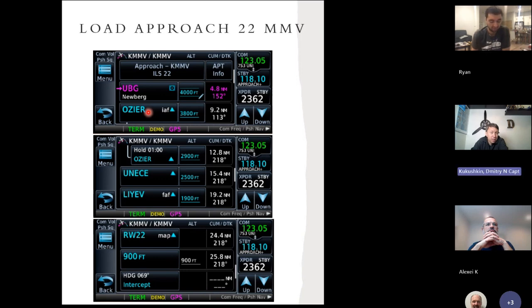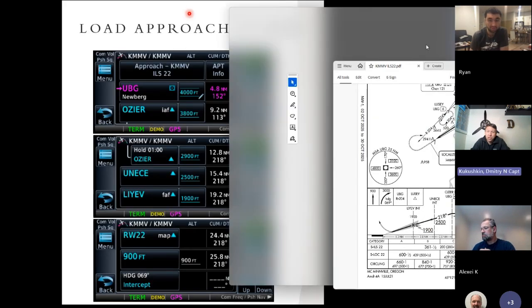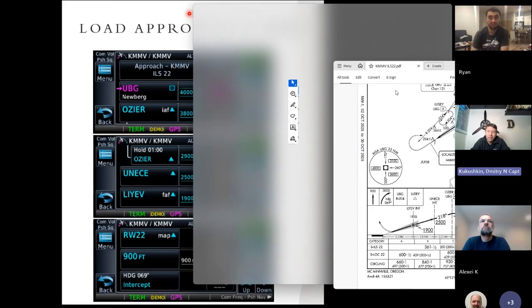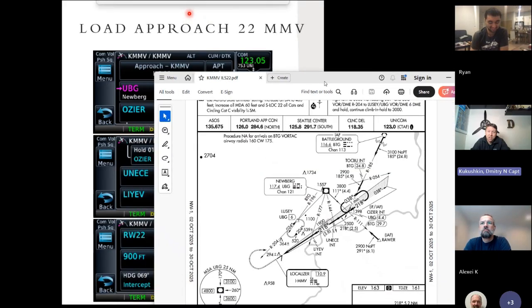Auger is the initial approach fix in this scenario, and the hold in lieu of procedure turn is shown as a hold. But the important thing is the aircraft will not be suspended in this hold. You'll do one turnaround and get out of that hold onto the final approach course. Then UNIS, the final approach fix. As you load this approach, you verify that what you're seeing on the approach plate matches what the 650 is showing.